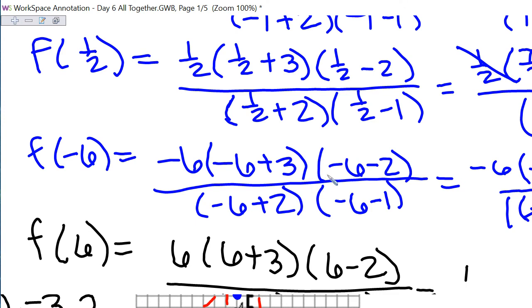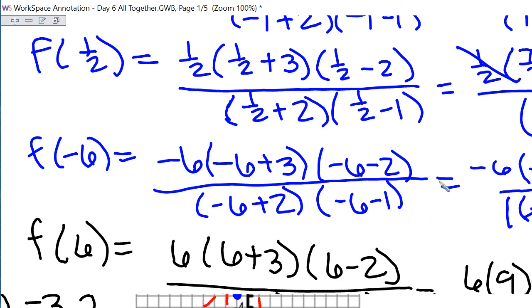So this would be 6. 6 plus 3 is 6 minus 2. 6 plus 2, 8. 6 minus 1, 5. Let's see, 4 over 8, what does that reduce to?